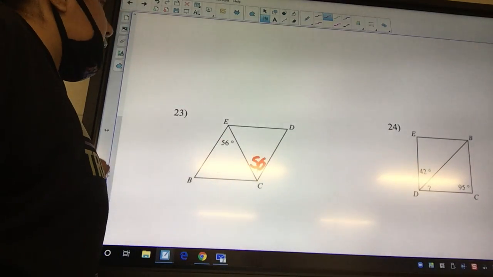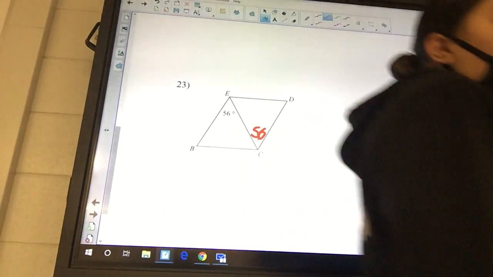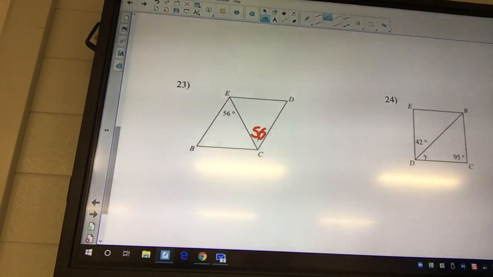Okay, and then I'm just going to do 24 real quick, and I want to show you how you can do it the faster way rather than writing it all out. On your calculator, you can type in 180. Do it right now. For those of you that don't know how to do it, you do it the slower way. You're going to type in 180, and we got to say minus the other two angles. So you're going to say 180 minus 42 minus 95.